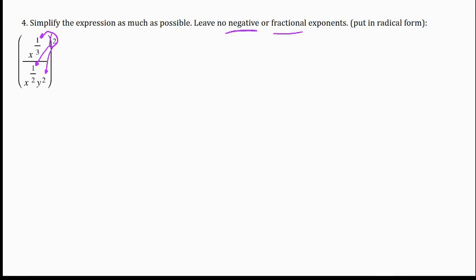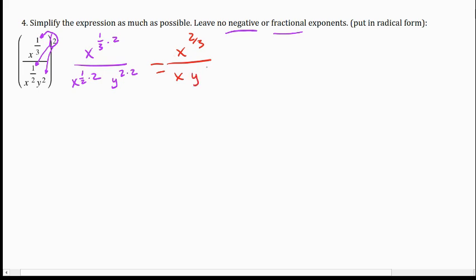Anything raised to a power raised to another power, I can multiply those powers together. So this one here becomes x to the power of 1/3 times 2, x to the power of 1/2 times 2, and then y squared times 2. And so when I simplify, I get x to the power of 2/3 on the top, x to the power of 2/2, or just 1, and then y to the power of 4.